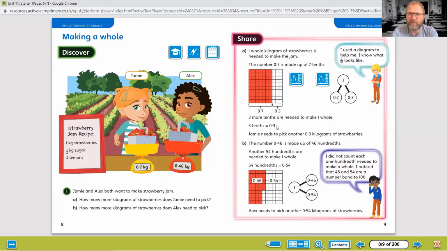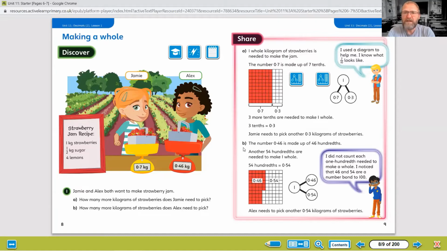And 3 tenths, we write that as 0.3. 0 ones and 3/10 after the decimal point. Jamie needs to pick another 0.3 kilograms of strawberries. And that is how we answer the question in a full answer there.